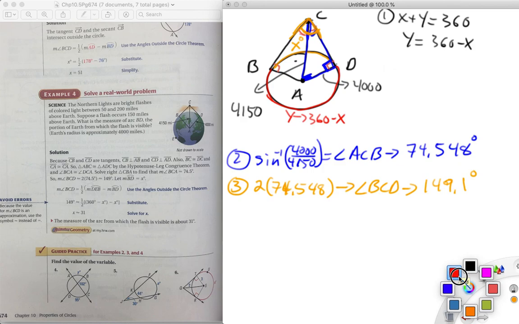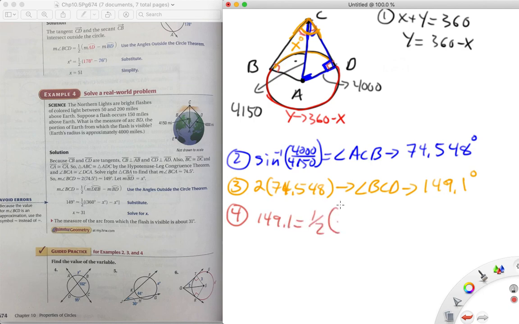Now that everything is established, for step number 4, I can say that 149.1 is equal to 1/2 of the outside arc, which is 360 minus x, minus the inside arc, which is x. All right, so that turns into 149.1 equals 1/2 of 360 minus 2x.